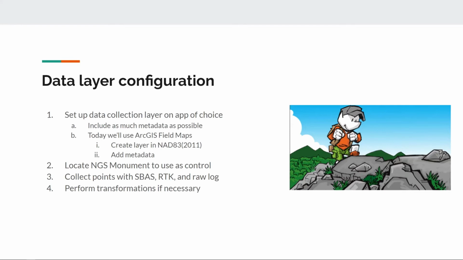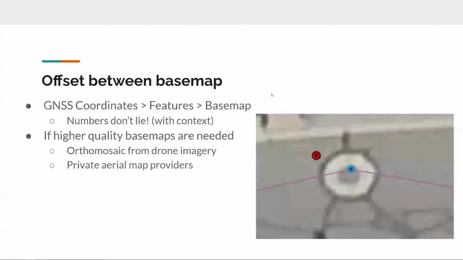We'll locate an NGS monument to use as a control. We'll collect points with SBAS, which is the basic mode where you boot it up and just use satellites. Then we'll use RTK with real-time corrections from a base station in NAD83 and do a raw log, and then we'll do a little post-processing with those NGS tools I was talking about.